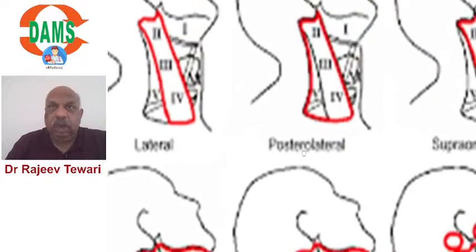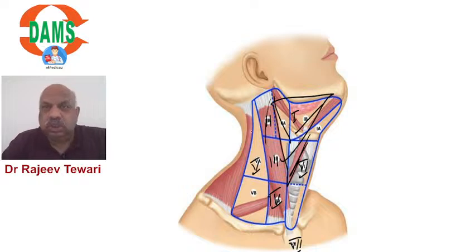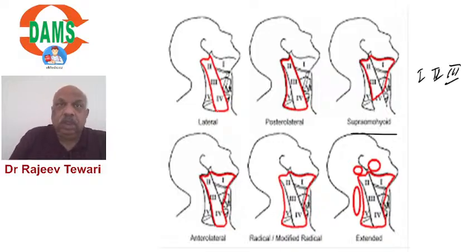And if I only remove, like here, let's see this diagram. If I only remove above the omohyoid, this is called supraomohyoid dissection, which is the MCQ, where I only remove 1, 2 and 3, supraomohyoid. So lateral is 2, 3, 4, posterolateral 2, 3, 4, 5, anterolateral 1, 2, 3, 4, 5, and radical all.